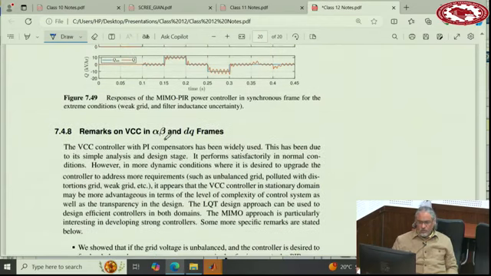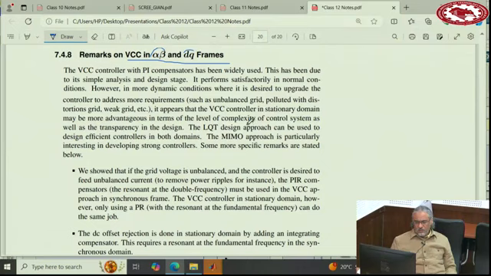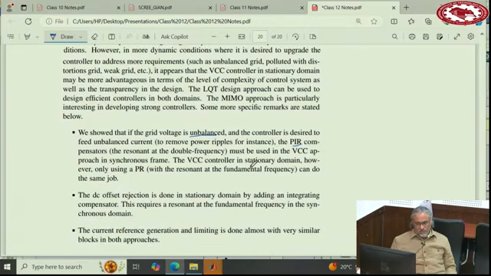So if I want to conclude, the VCC, vector current control, we did it in alpha beta and we did it in DQ. And we showed that if the grid voltage is unbalanced and the controller is desired to feed unbalanced current, the PIR compensators must be used. However, in the stationary domain, only using the PR solves the problem.